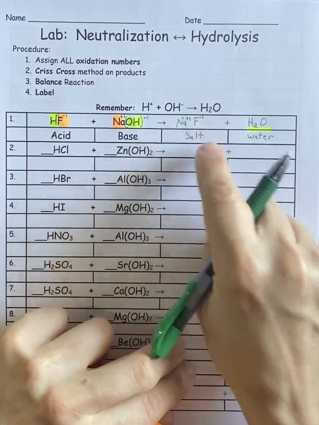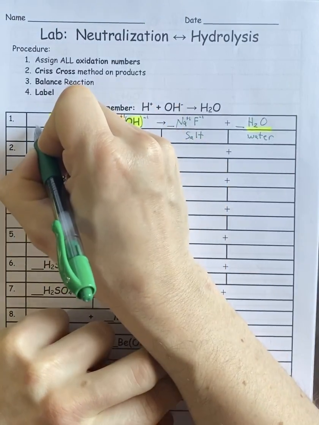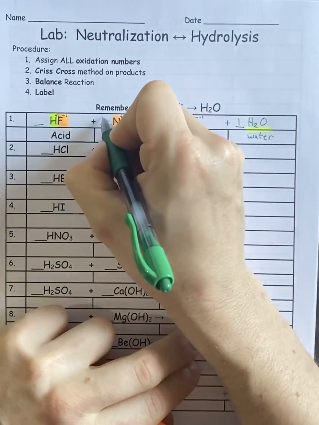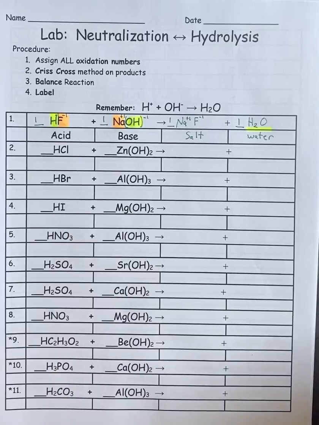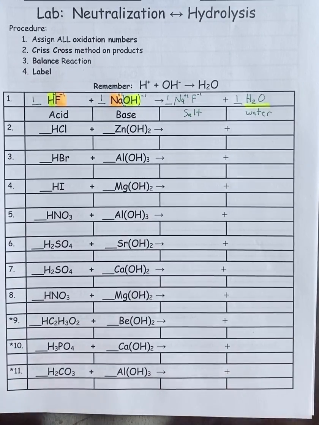So this is the salt, this is obviously the water, and then you would go in and balance these, and balancing them shouldn't be too hard. In this case, they'd all be 1s. Okay, and that's all you're going to do for this entire sheet. I'm going to do one more with you. I'll do one of the harder ones. Let's go down to number 9.